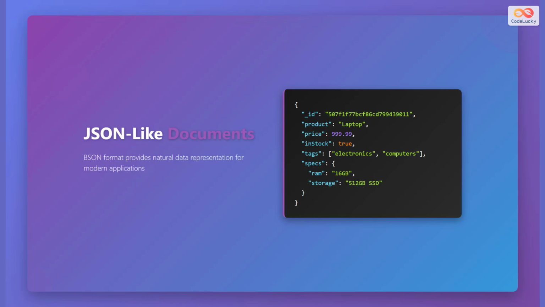MongoDB uses JSON-like documents. The BSON format provides a natural data representation for modern applications. The provided JSON code block showcases how data is stored in MongoDB, with fields like ID, product, price, in-stock status, tags, and specifications organized in a clear and intuitive manner.